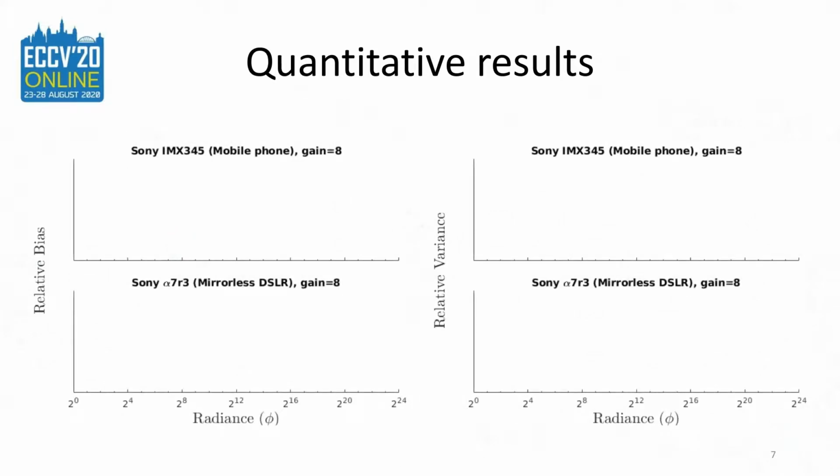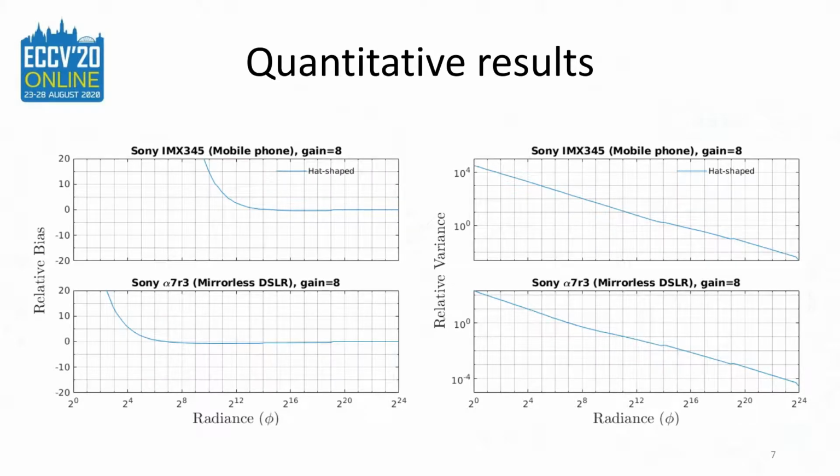The empirical biases and variances of the estimators are compared for the Sony IMX345, a smartphone sensor, as well as a high-quality imaging sensor present in a full-frame mirrorless DSLR. We show relative quantities because they better correspond with perceived magnitudes according to Weber's law. The hat-shaped estimator that does not account for noise results in the highest bias and the highest variance. The popular variance-weighted estimator performs reasonably well for the high-quality sensor, which results in a noisy estimate with a negative bias for the mobile phone sensor.